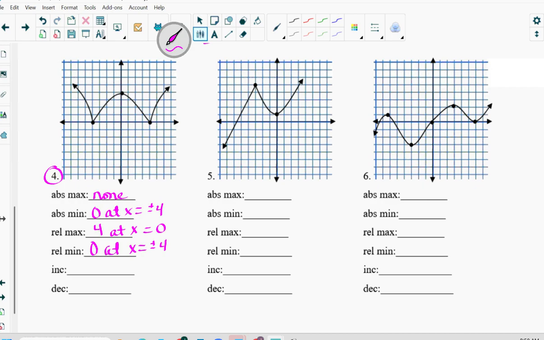Okay, where are we increasing? Yep, -4 to 0, and good. Where are we decreasing? Excellent. Okay. How we doing, guys? We feel pretty good on that? Okay. All right, we're going to do some of this next question.